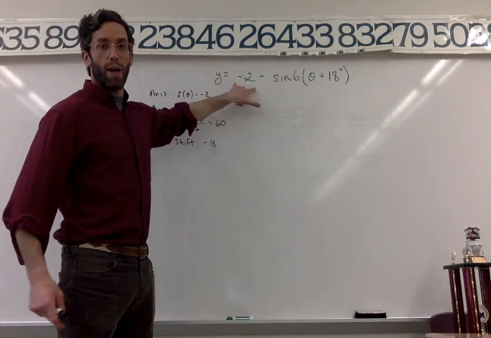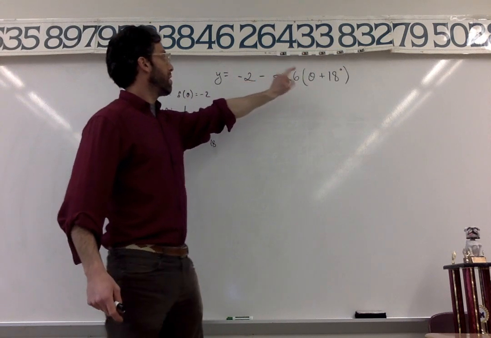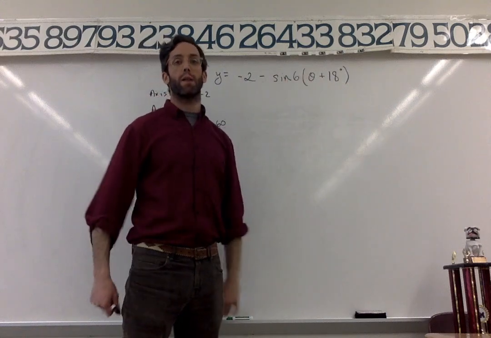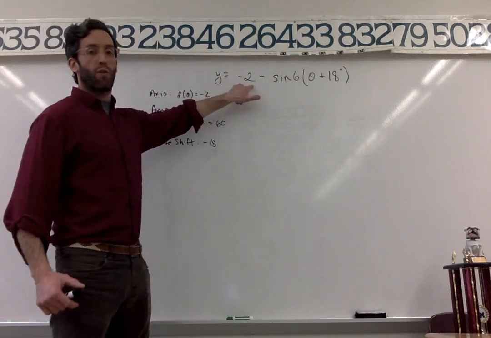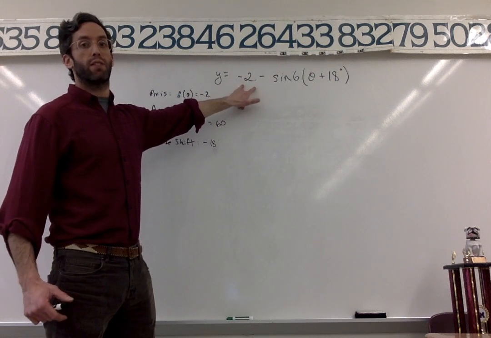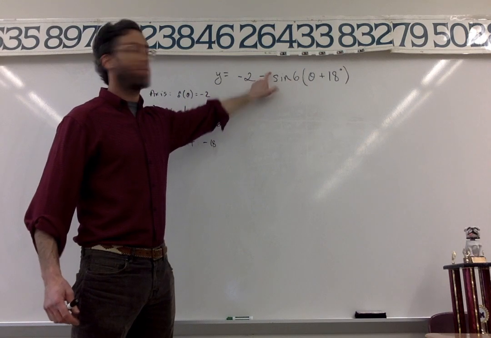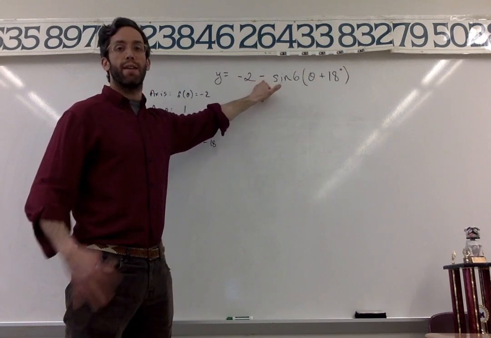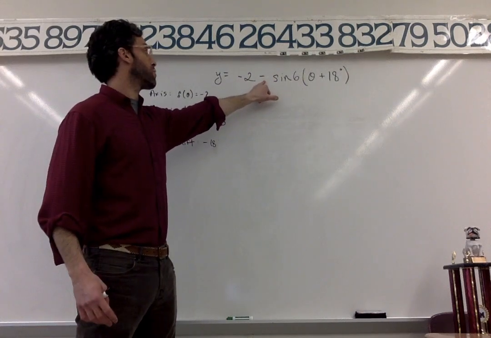I don't know if you guys can see it okay, but it's y equals -2 minus sine 6 times the quantity theta plus 18 degrees, all right? So the middle line, of course, as you guys know, the middle line or the axis is going to be -2. The amplitude is 1, all right? The negative just means it's going to be a negative sine curve, but the amplitude is always measured as a positive number. So the amplitude is 1.